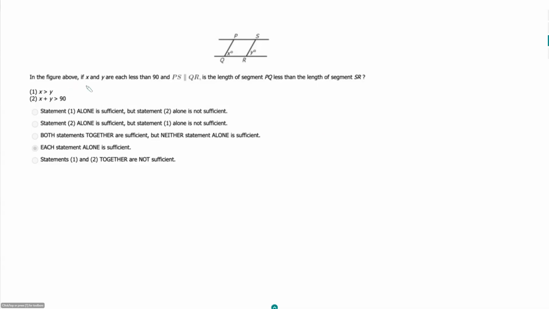In the figure above, if x and y are each less than 90, so our angles here are less than 90, and PS is parallel to QR, so these two are parallel, is the length of segment PQ less than the length of segment SR? So I'll start by redrawing this diagram.